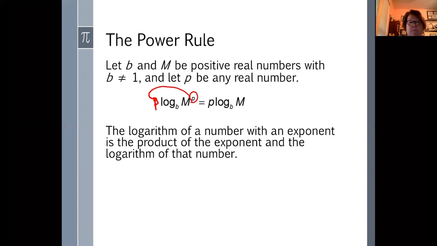m. In other words, the logarithm of a number with an exponent is the product of that exponent and the logarithm of that number. And this is an extremely handy rule to be able to use. Very useful property of logarithms. Let's do a couple of examples.